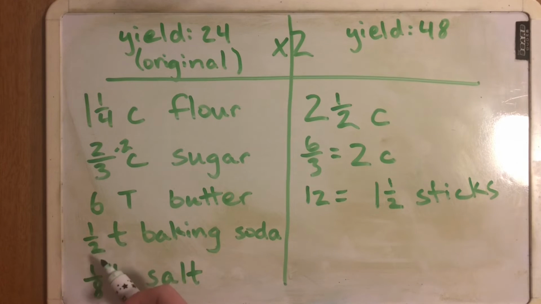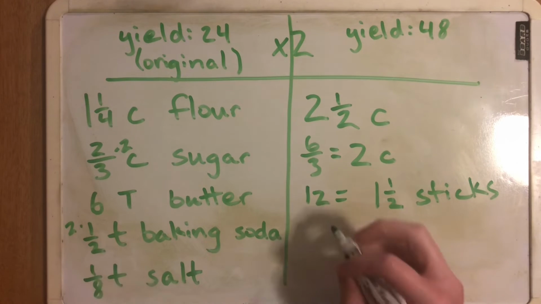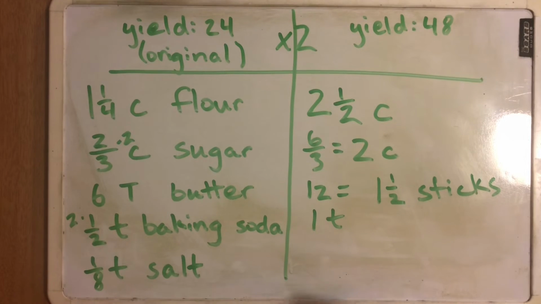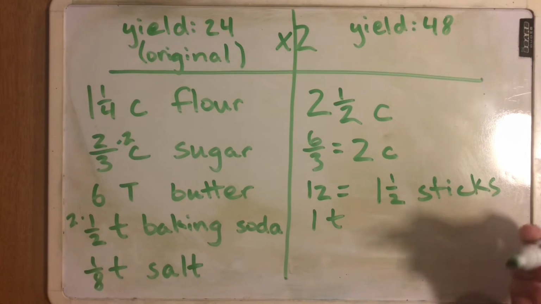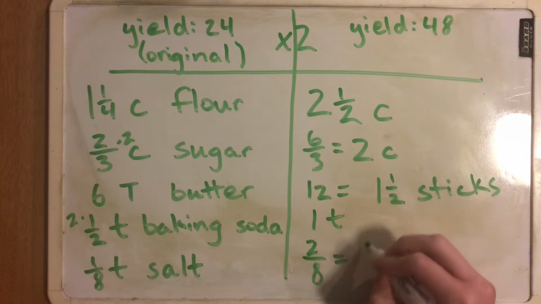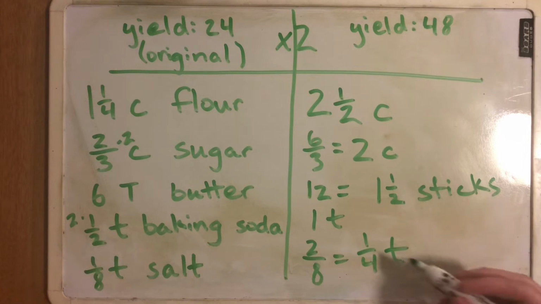1/2 teaspoon of baking soda times 2, you get 2/2, which is 1 teaspoon. And lastly, 1/8 teaspoon of salt times 2 makes 2/8, or if you reduce that, is equal to 1/4. And always put your units on it.